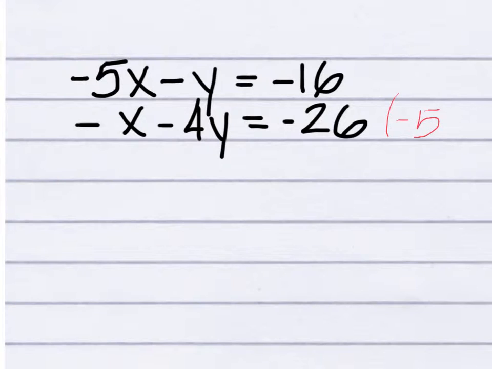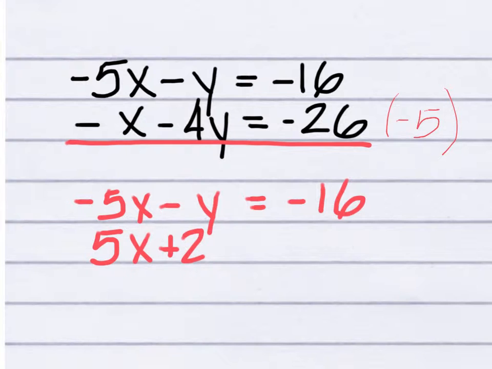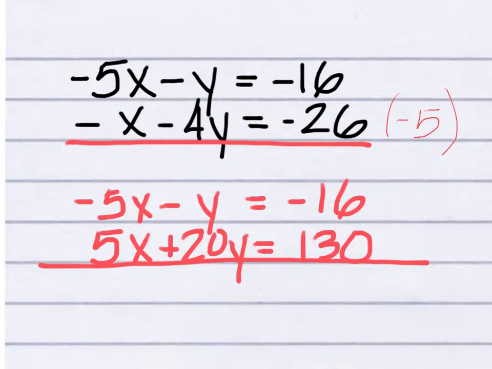Just multiply by a -5 on the bottom equation, and that's going to give us the same thing on the top. Now on the bottom, when you multiply by a -5, it is going to be 5x plus 20y equals a positive 130. The purpose of getting opposites here is that if you have a -5x and a positive 5x, you can add those two together and they will cancel out. That's why it's called solving by elimination. So cancel those two out when you add these together.